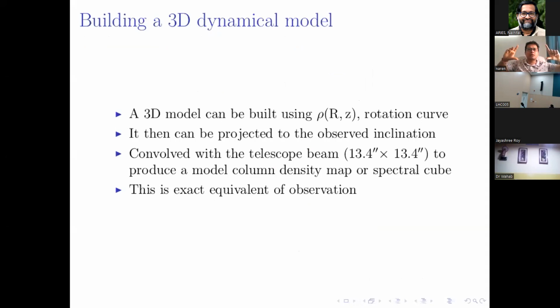So I have this three-dimensional density distribution. I incline it to the observed inclination, project it into the sky plane, and convolve with the telescope beam. So that will be the exact equivalent of my observation, right? Now, if that is my equivalent observation, I can always go back to my observation and compare these two and ask this question: I have assumed that this disk is in vertical hydrostatic equilibrium, and I have employed the observations to solve this equation. So whether those things are correct or not, and in a way whether our modeling is correct or not.